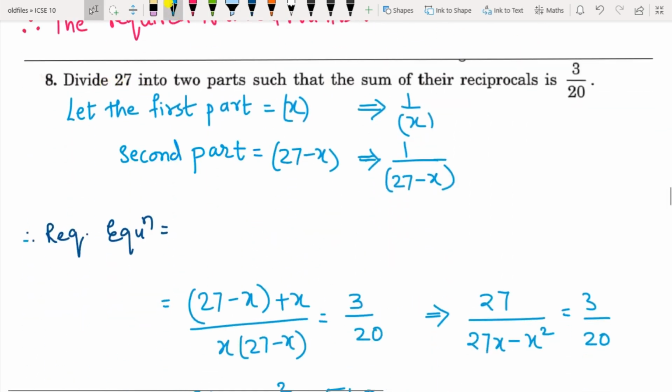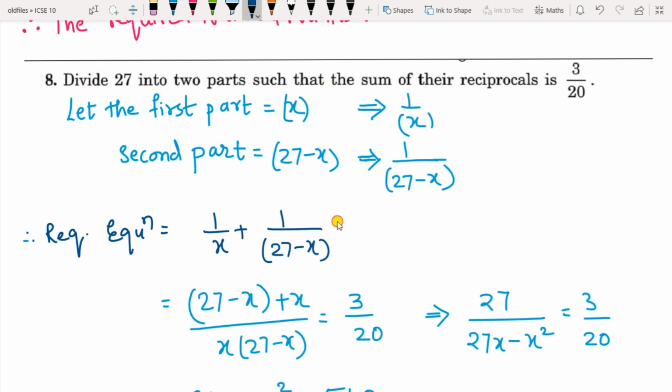Question number 8 here is divide 27 into two parts such that the sum of their reciprocal is 3 by 20. So we have to divide the 27 into two parts. So let the first part be x and second part be 27 minus x. They are asking its reciprocal. So reciprocal of x is 1 by x and that of 27 minus x is 1 by 27 minus x. And the sum of these is 3 by 20. So 1 upon x plus 1 upon 27 minus x equal to 3 by 20.